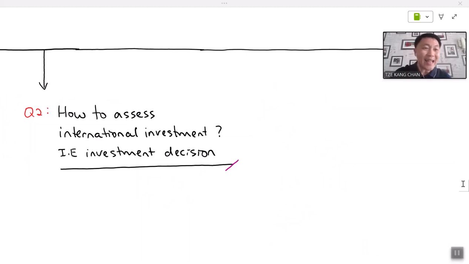Before putting a footstep into an overseas market to set up a permanent establishment for a newly established subsidiary, there is a need for the company to undertake thorough and rigorous studies on finding out whether it is worth putting up a presence in an overseas market. So here comes the question: how are we to assess the international investment? In other words, how are we to derive such an investment decision?